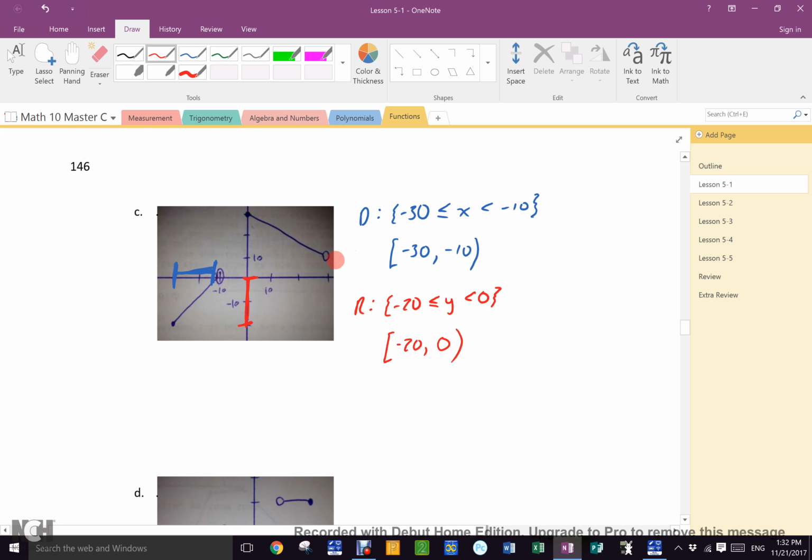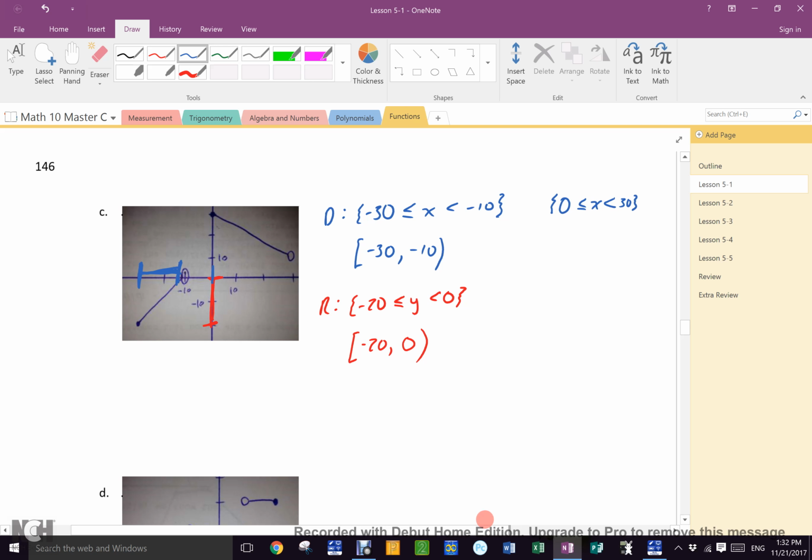No, because what's happening over here? I got another whole line, don't I? What is this line's domain? What does it start at? 0. Is 0 included? How do you know? Because of the filled in dot. And it goes up to what? 30. Is 30 included? How do you know? Not colored in. So it's just a less than 30, round bracket.